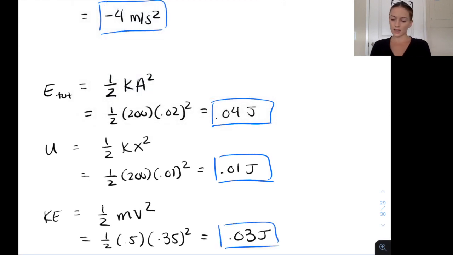And now a good sanity check whenever you're doing something like this is to always make sure that your energy adds up correctly. So here we have a total energy of 0.04 joules, and then we have 0.01 joules for the potential plus 0.03 joules for the kinetic, and these two together add up to 0.04, so it looks like we did everything right.